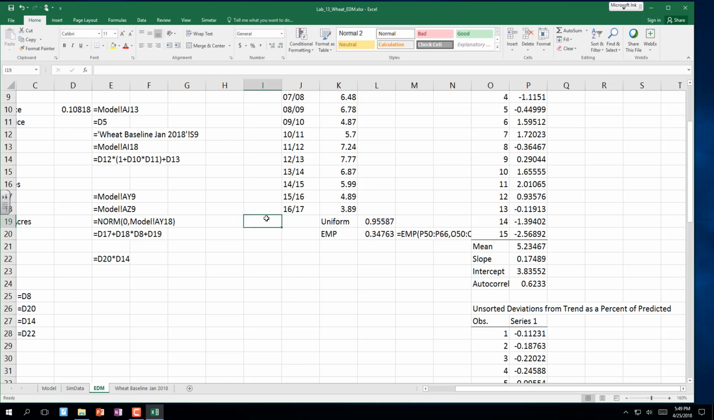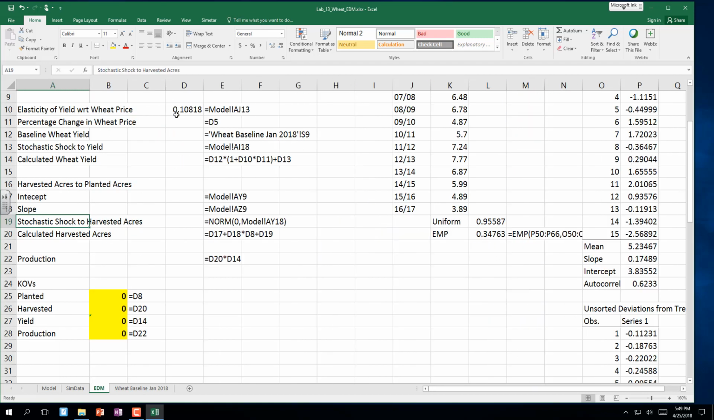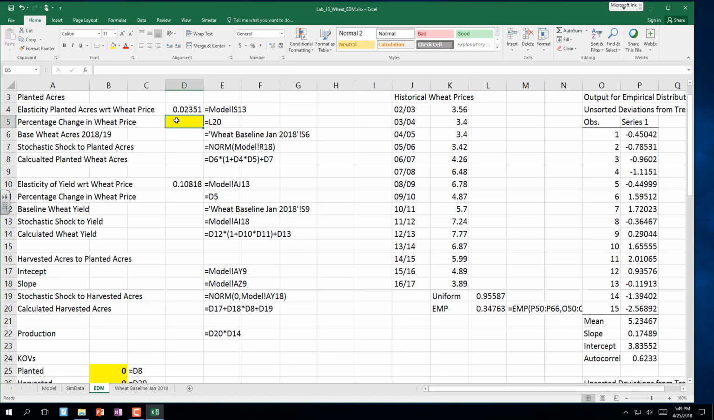And that's just a percentage change in price. That's all I need to multiply by my elasticity, right? So I'm going to use that directly here. So this is going to be my percentage change in price. It's equal to that value right there. And I'm going to need that same percentage change in price again on yields.